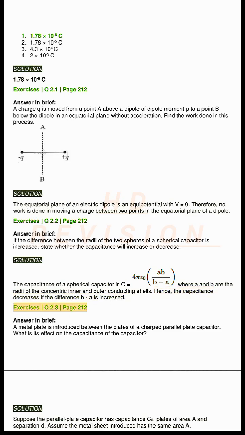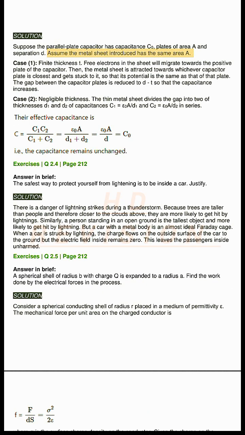Exercises Q2.3, page 212. Answer in brief. A metal plate is introduced between the plates of a charged parallel plate capacitor. What is its effect on the capacitance of the capacitor? Solution. Suppose the parallel plate capacitor has capacitance C0, plates of area A and separation d. Assume the metal sheet introduced has the same area A. Case 1, finite thickness t.